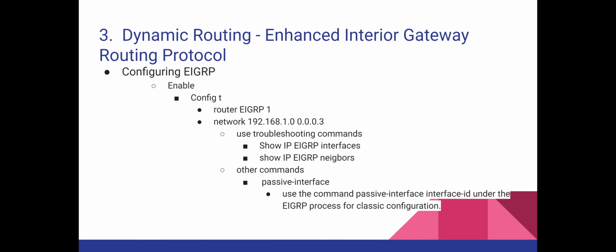How do we configure EIGRP? Enable, config t, router EIGRP 1. Type in your network. You can use the troubleshooting commands like show EIGRP interfaces and show ip EIGRP neighbors. There are other commands you can use with passive interfaces, so it's the same as for RIP. It basically allows you to receive the updates without actually sending anything. So it's passive.